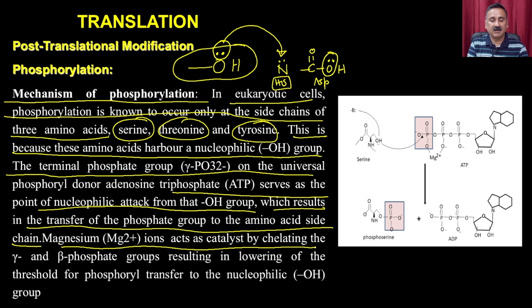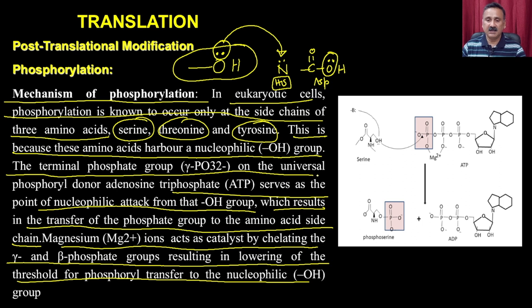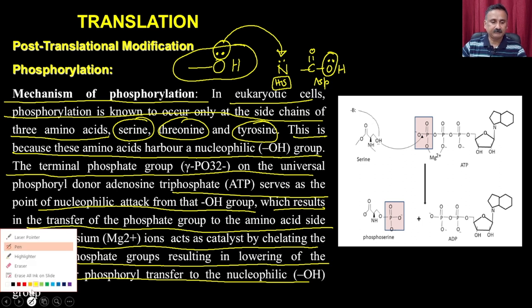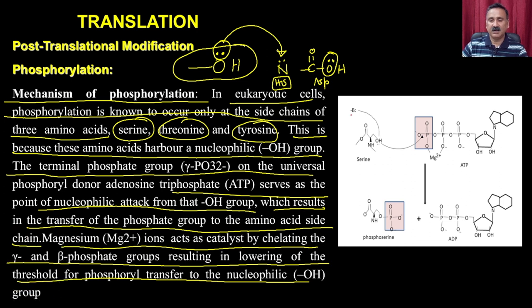Magnesium ion acts as a catalyst by chelating the gamma and beta phosphate groups, resulting in the lowering of the threshold for the phosphoryl transfer to the nucleophilic groups. So, that is what you are going to see, right. So, this is that example of the serine kinase. You can expect similar kinds of mechanisms even for the other modifications.